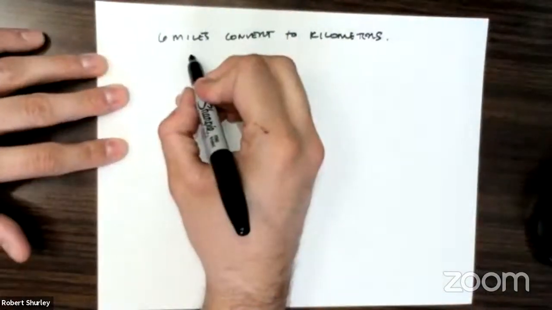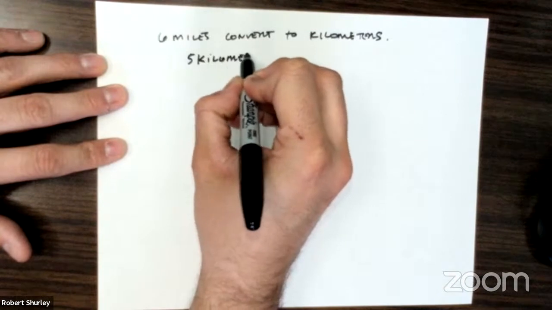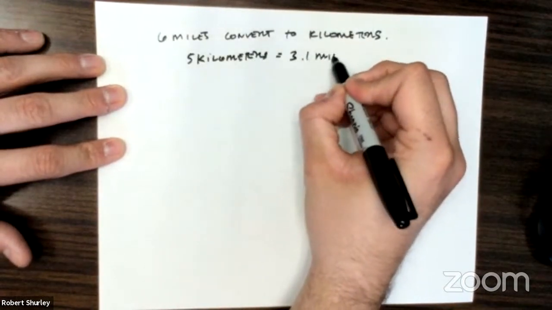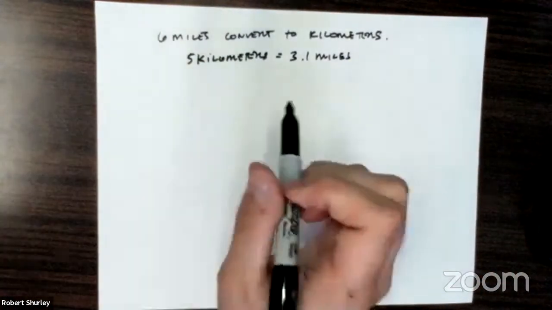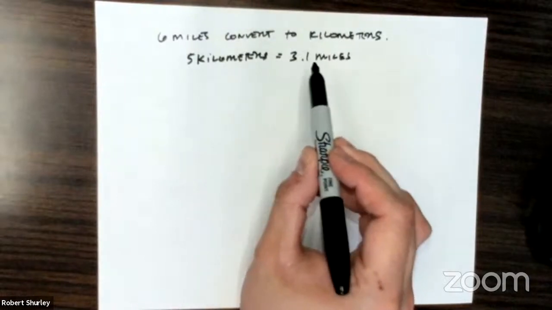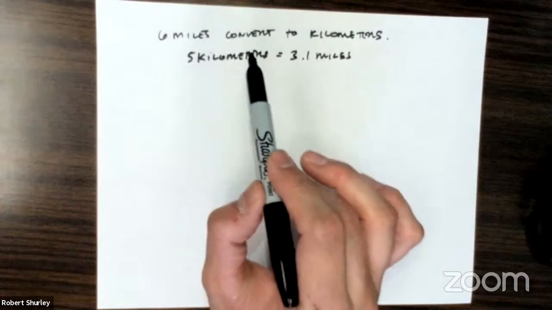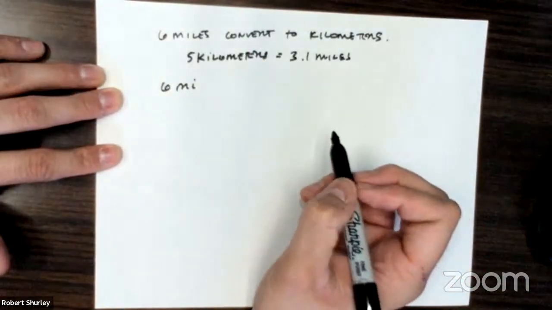I know that a 5K, so 5 kilometers, is equal to 3.1 miles. My kid runs cross country, and I just know that. Okay, so I know 5 kilometers equals 3.1 miles. So I'm going to use that to go from miles to kilometers. I'm going to start with 6 miles. I'm going to use MI for miles.